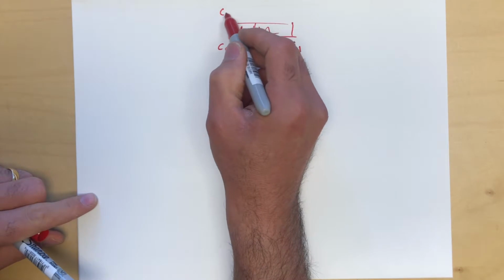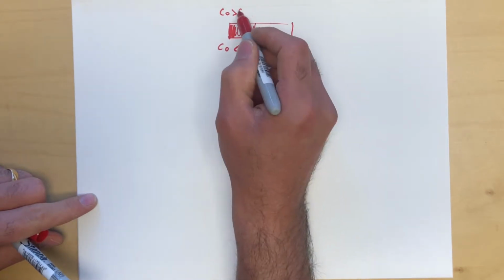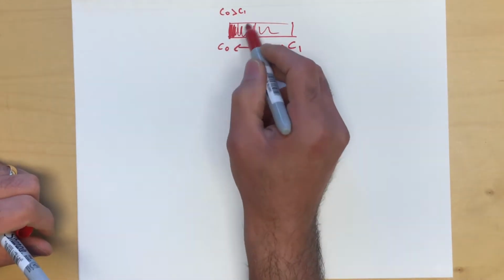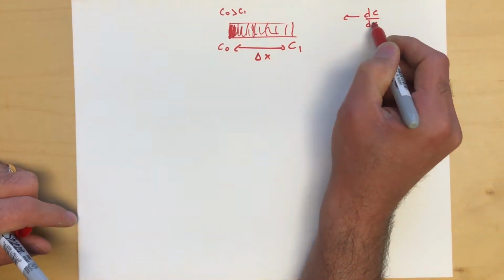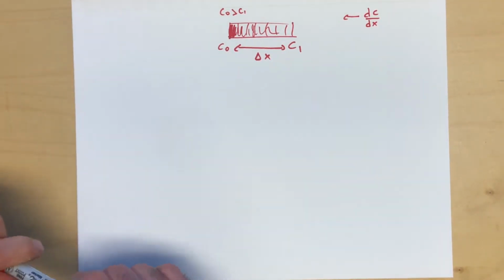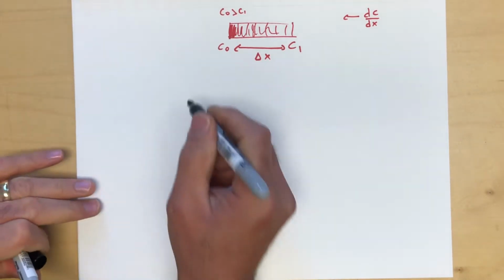There's higher concentration over here. C0 is greater than C1, so there's higher concentration over here. So the gradient is like this, dC by dx. Okay. Now, what is dC by dt?